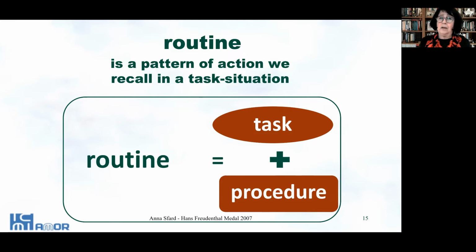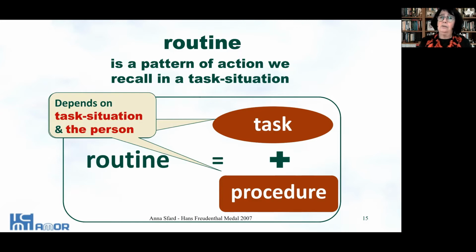And one final remark: the task and the procedure are products of individual interpretations of a given task situation. And as such, they depend on both the situation and the interpreter. In other words, the routine you use in a given task situation is your personal interpretation of the situation. Somebody else could deduce a different task and perform a different procedure in the same task situation.